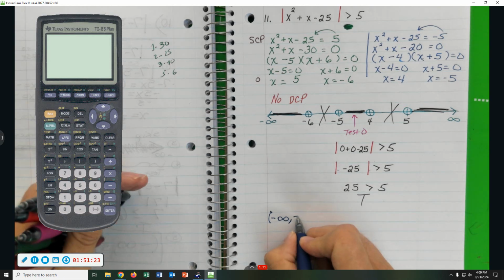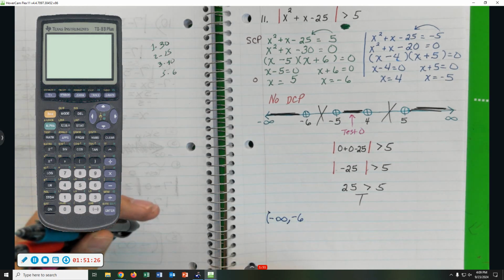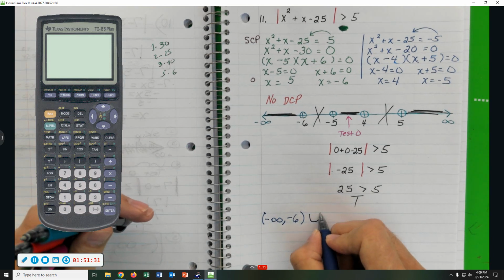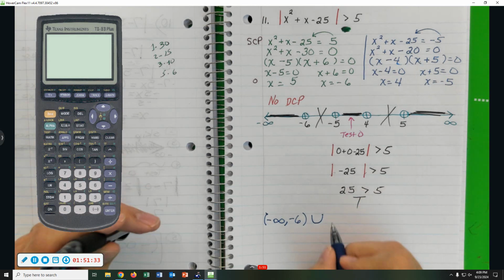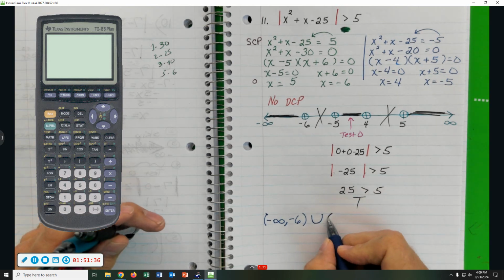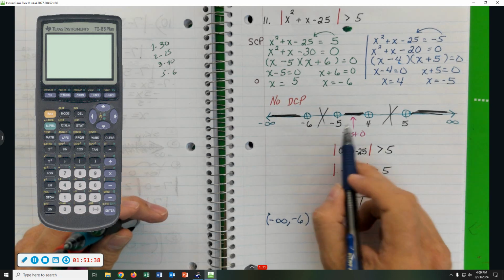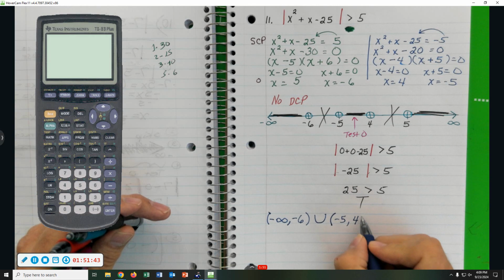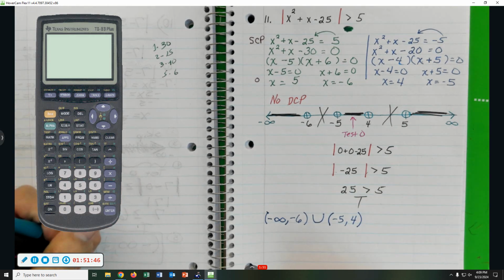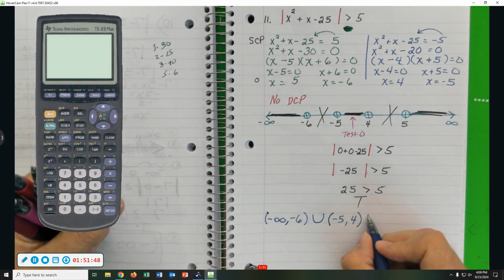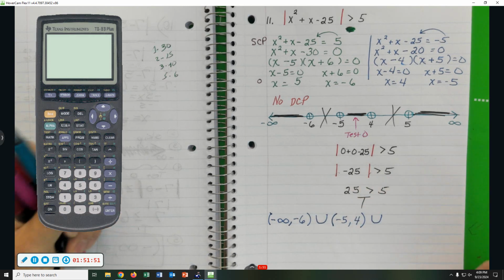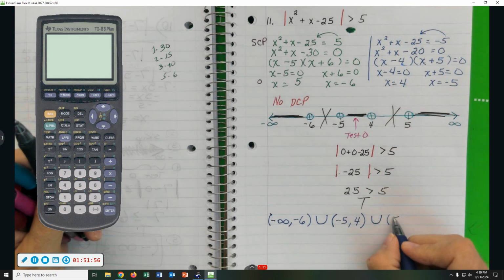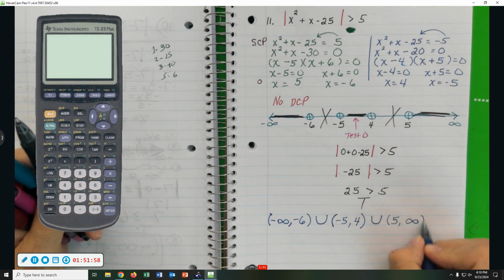You got ahead of us. That comma. Negative 6. Close the parentheses. Then parentheses, negative 5, comma, negative 4. Parentheses. I think this is the first one we've done with 3 intervals to type in. Okay. Parentheses, 5, comma, infinity. Parentheses.